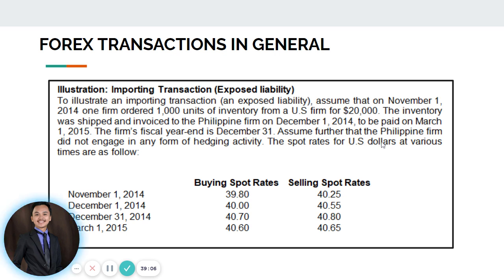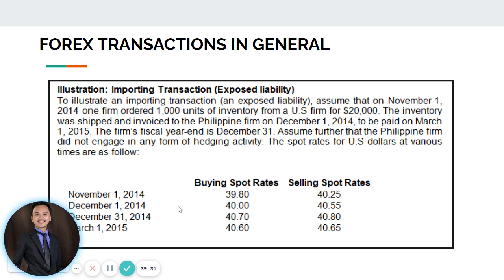The spot rate for US dollars at various times are as follows. So we have buying spot rates and selling spot rates here. But take note, we have 4 dates here. But based on our discussion, we are only required to give importance to three important dates. Okay? Three dates. So in this case, which dates here are to be given importance? Of course, number 1, the transaction date.